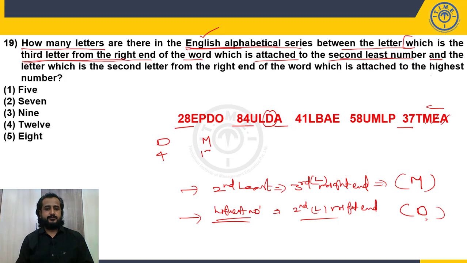D is 4, M is 13. So 13 minus 4 is 9, but it is not 9 letters, it is 8 letters. 9 minus 1 you need to take, or count it normally: E, F, G, H, I, J, K, L. 1, 2, 3, 4, 5, 6, 7, 8. Or simply you can do 13 minus 4 and again minus 1, which will give you 8. 9 places away is nothing but 8 gaps. That is what I am trying to say here. So my answer is 8. So choice 5. According to the English alphabet, between D and M, how many letters are there? 8 letters. Clear?